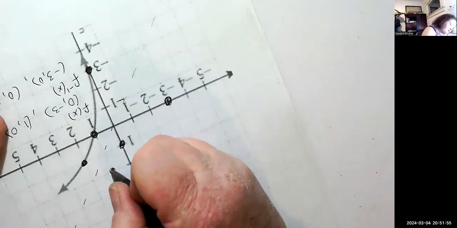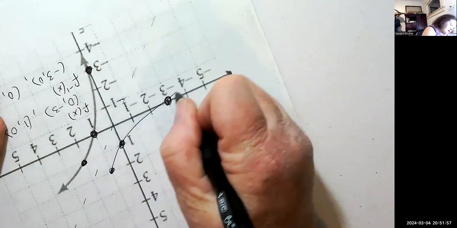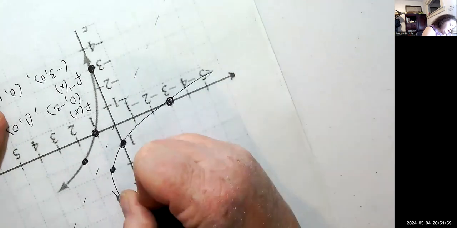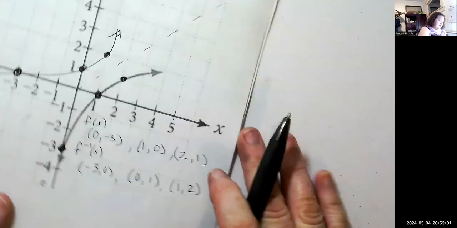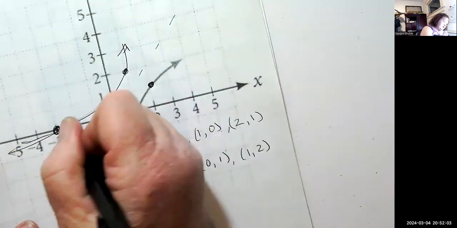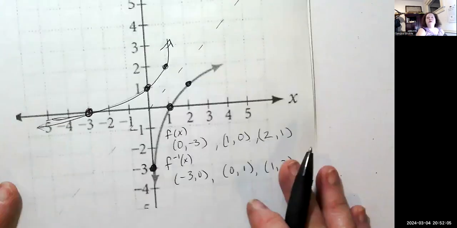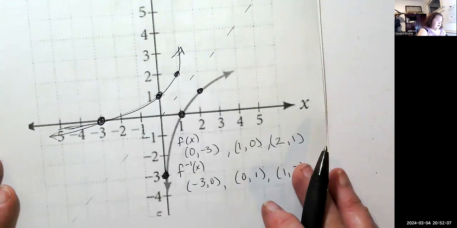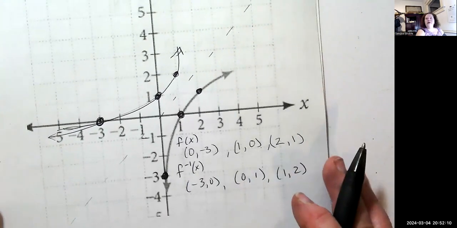Okay, let's see if I can do this. I have to flip it around to make it a little bit easier for me. And it keeps going like that. That's pretty close. All right, so there is my sketch of my inverse graph.